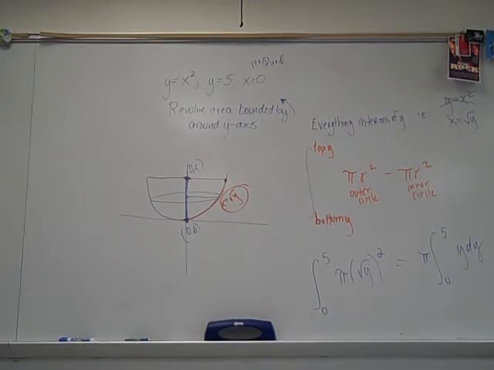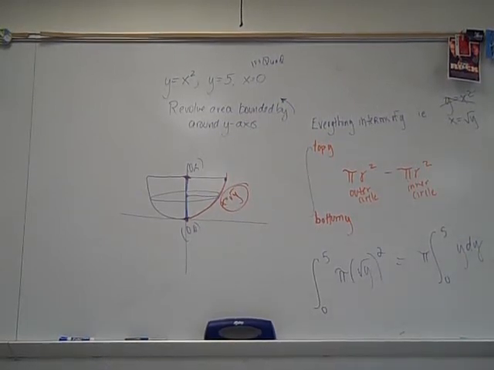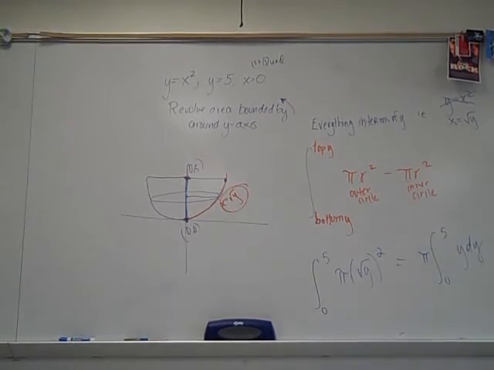You can use your calculator. This is also super easy to do without a calculator. This is just y squared over 2. So it's 25 halves pi. And if you want to use your calculator, you can just use x's instead. It's going to give you the same thing.